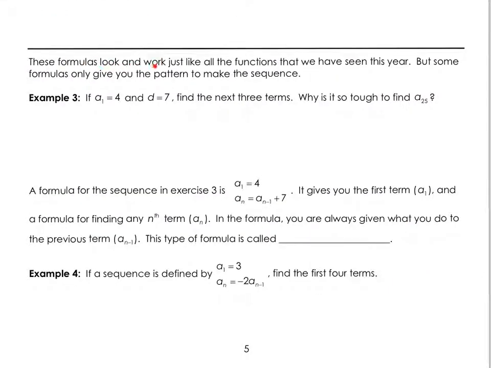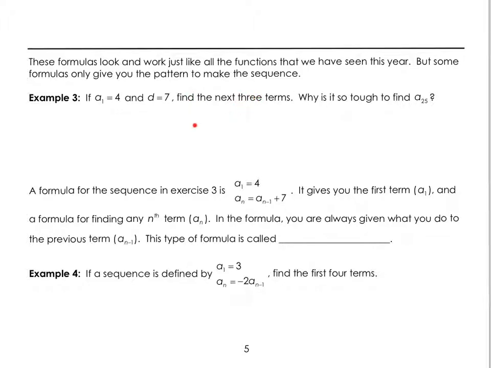So these formulas look and work just like all the functions that we have seen this year, but some formulas only give you the pattern to make the sequence. So if a sub 1 equals 4 and d equals 7, find the next three terms. Why is it so tough to find a sub 25? Well, first, if I say a sub 1 is 4 and the common difference is 7, how would I find the next three terms?